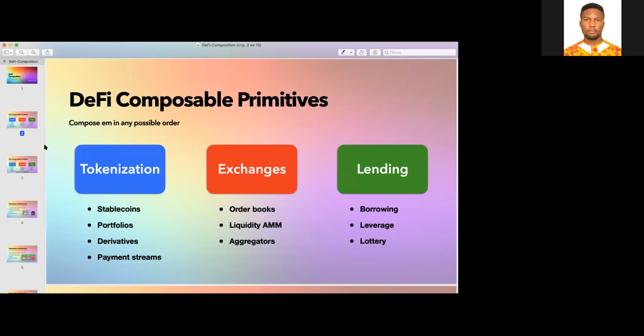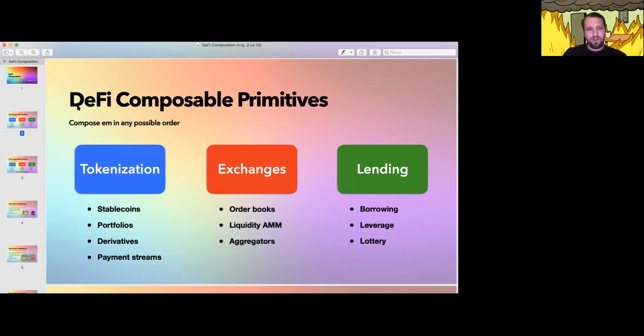And lending primitive, I found one. Three use. What? Okay. Someone forgot to turn off their mic.